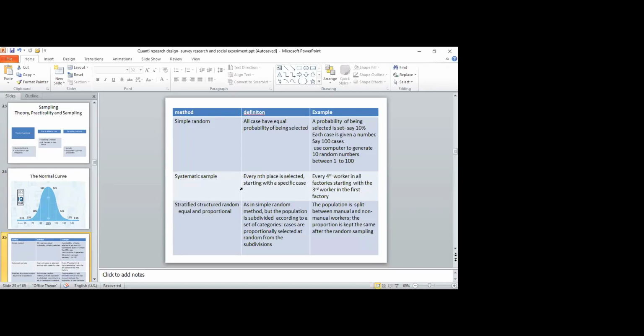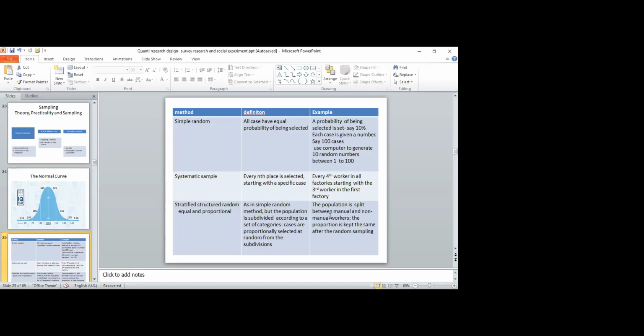Systematic sample: every 9th place is selected, starting with a specific area. So you may say every 4th worker in a factory, starting with the 3rd worker in the 1st factory. Then you have the stratified, structured random, equal, and proportional. You can read this. This is the definition.